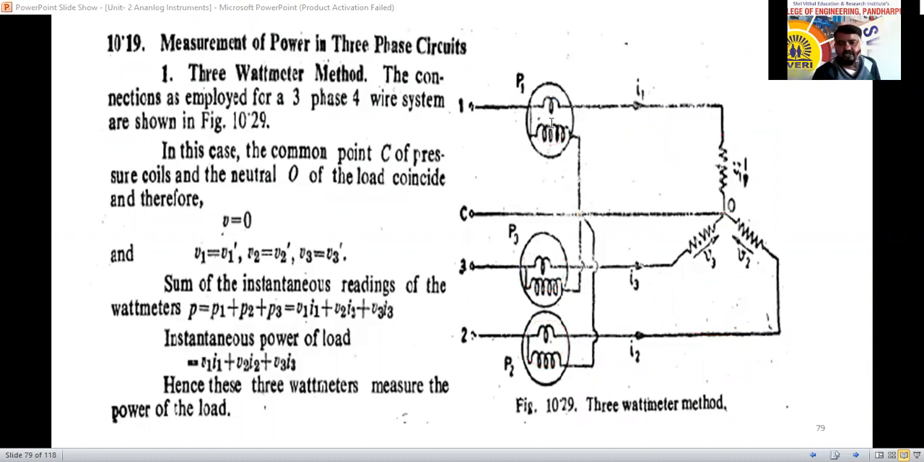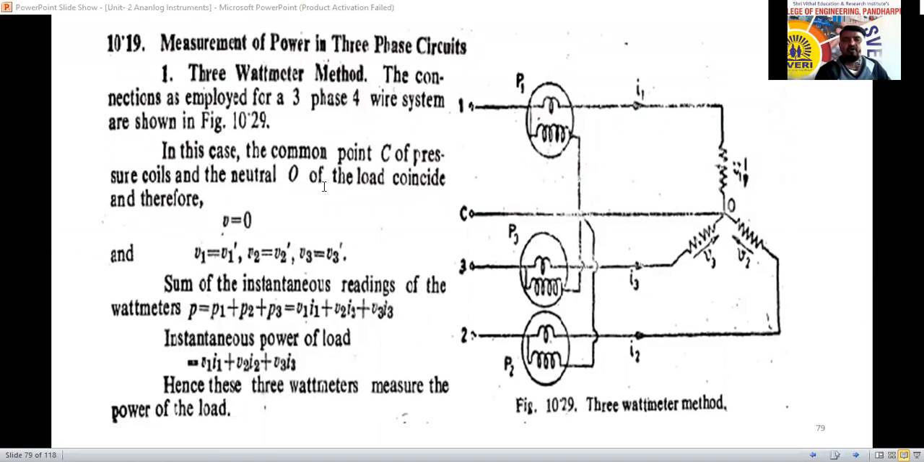Instead of using 3 wattmeters, one wattmeter for each phase, we can also measure the power using only 2 wattmeters. First we'll discuss the 3 wattmeter method. The connections as employed for a 3-phase 4-wire system are as shown in the figure.